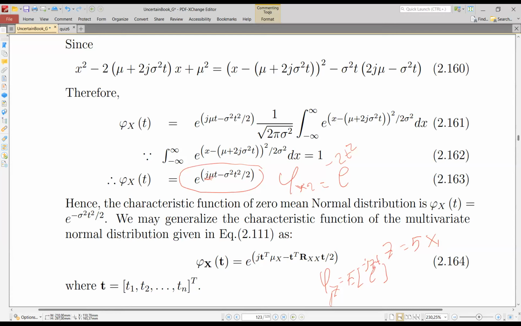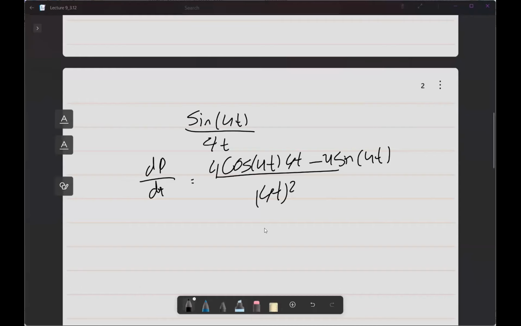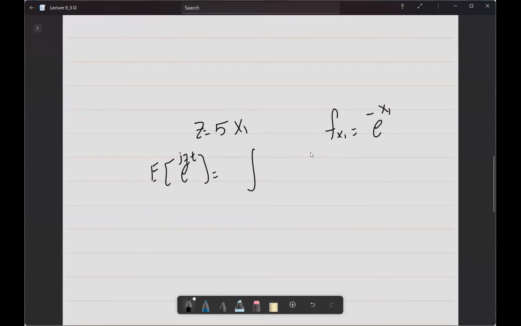let me go to the whiteboard. It becomes easier. So now, let's say we have z equal to 5x1. The distribution of x1 is e to the minus x1. So the expectation of e to the j z t equals the integration from 0 up to infinity of e to the j 5 x1 t times e to the minus x1, d x1.